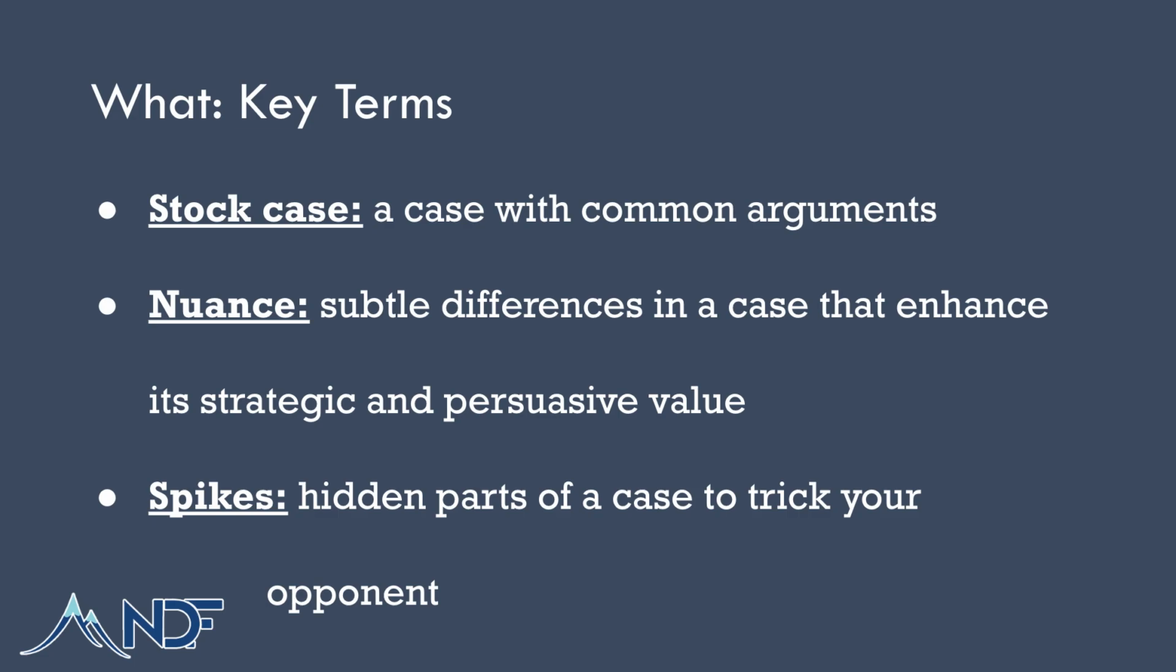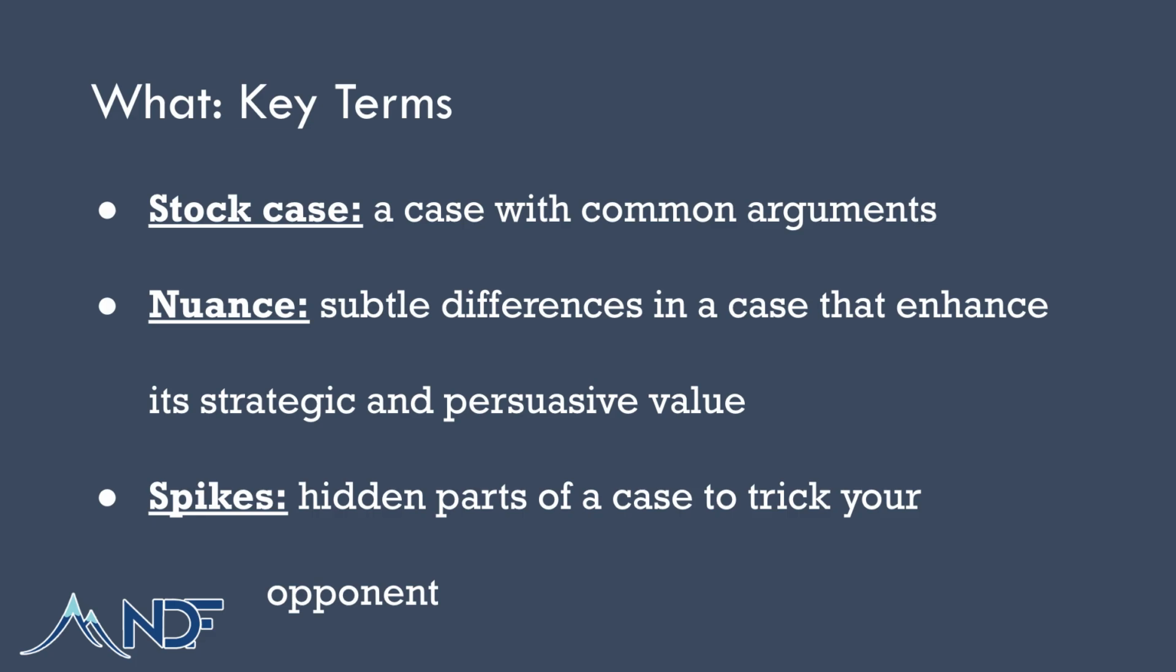And number 3 are spikes. Spikes are similar to nuance. They're hidden parts of your case, but you put them in to explicitly trick your opponent. They're kind of sneaky. And they get a little bit of a bad rep. I don't think that they should, because they're very useful. So while nuance is really about persuasion and strategy, spikes are all about making sure your opponent misses something important that you can pick up on later. Okay, so now we've gone over those basic terms. Anyone have any questions about these?